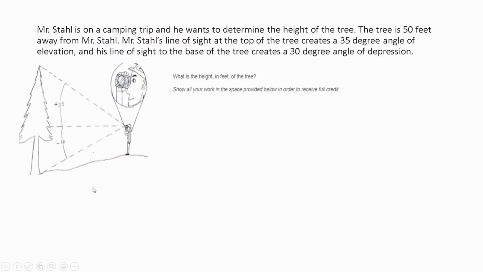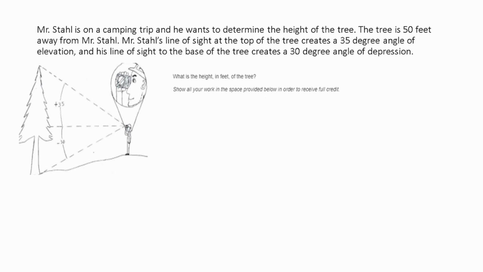And our last problem. Last problem says, Mr. Stahl, haha, that's me, is on a camping trip, right? So I'm camping. Apparently this is a picture of me. No beard, right? This is what happens when I shave my beard. I go camping.